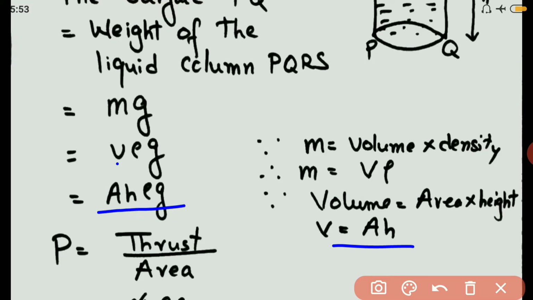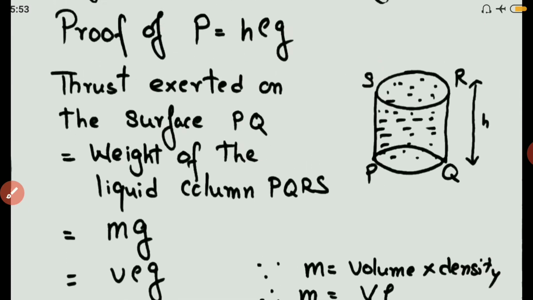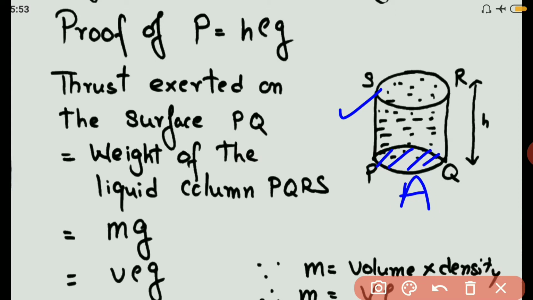Now pressure should be equal to thrust upon area, as you all know this. The value of thrust we just calculated to be A h rho g. So the pressure exerted by this liquid column on this flat area, whose value is A, will be pressure equals thrust upon area.